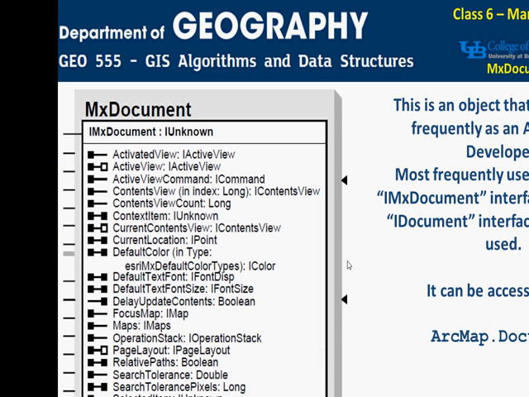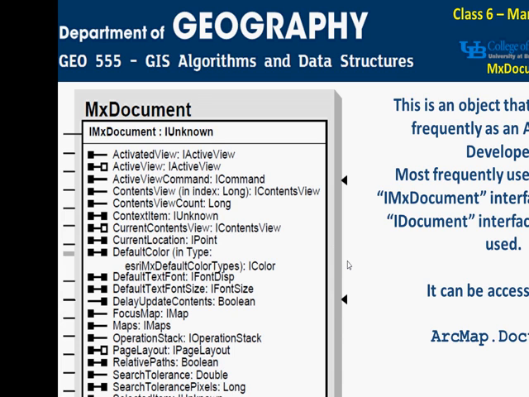Another object that you'll be using frequently would be MXDocument. It stands for the map document. Most often, as well, the iMXDocument default interface is used, and you can see the properties here. And you can get to it with the keyword ArcMap.Document. We'll do a demo in just a few minutes. So you can see the properties of an iMXDocument.